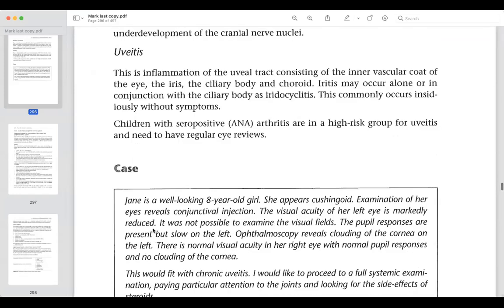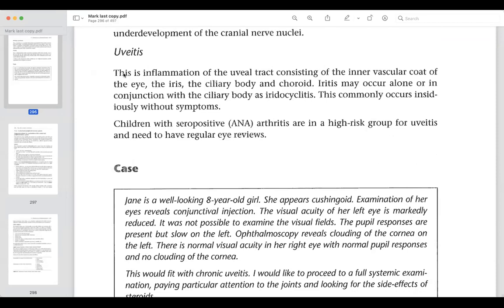This is uveitis. This is inflammation of the uveal tract, consisting of the inner vascular coat of the eye: the iris, the ciliary body, and choroid. We should know the parts of the uvea. That is the iris, the ciliary body, and choroid.